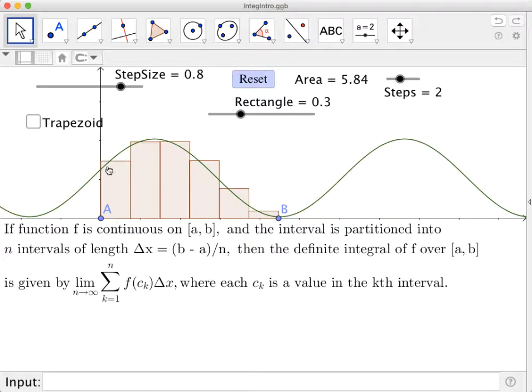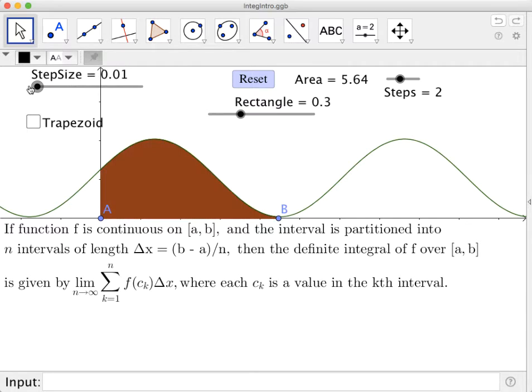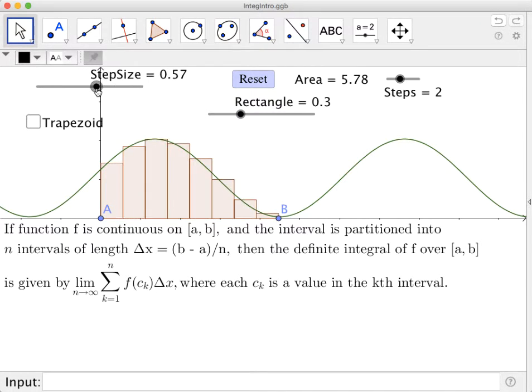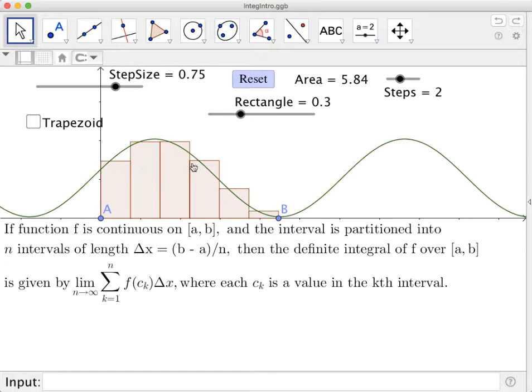So here we say the x value of this point right here would be c sub k, and the y value would be f of c sub k. And in this case, k would be equal to 1, k would be equal to 2, 3, 4, 5, 6, etc. And as we say, we're going to break it into more and more intervals. The limit of that is what we define as the definite integral of function f over the interval from a to b.